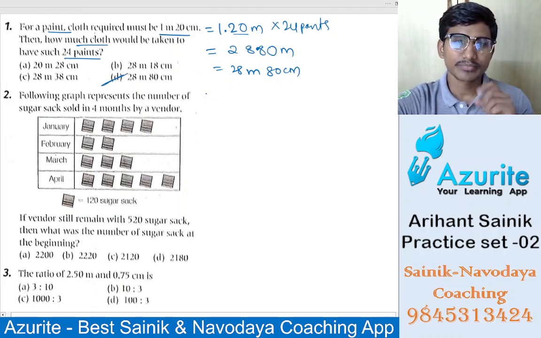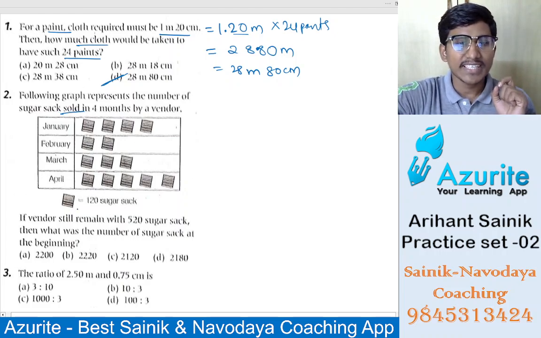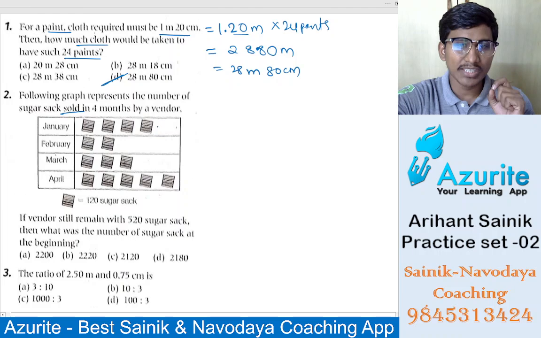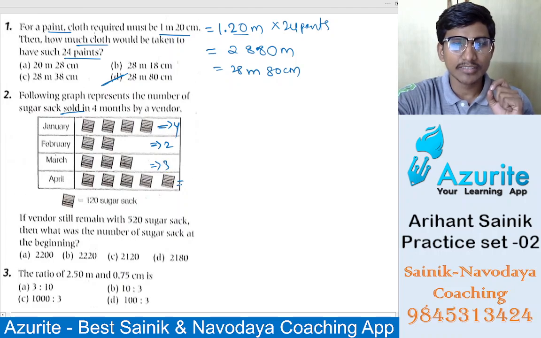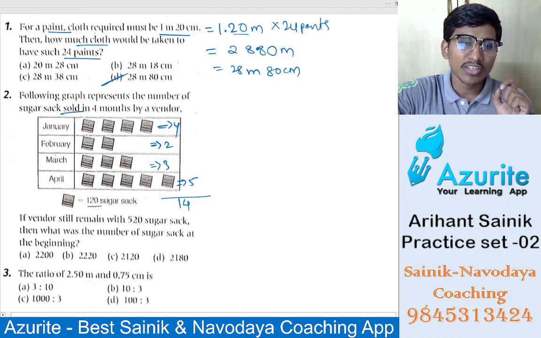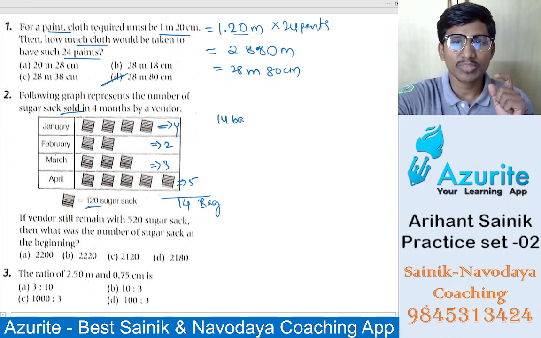Okay, good. Next, second: the number of sugar sacks sold in 4 months is represented. One sack symbol represents 120. So how many symbols are there here? 4, 2, then 3, then 5. Total if you add is 6, then 8, 14. So 1 bag means 120, and 14 bags means how much?